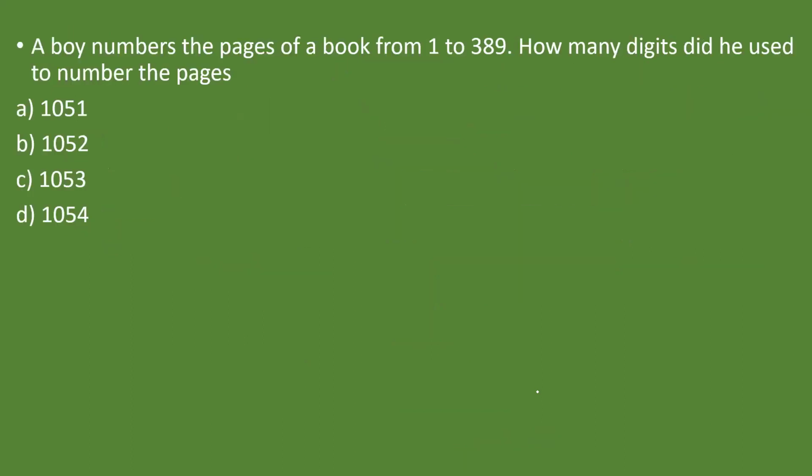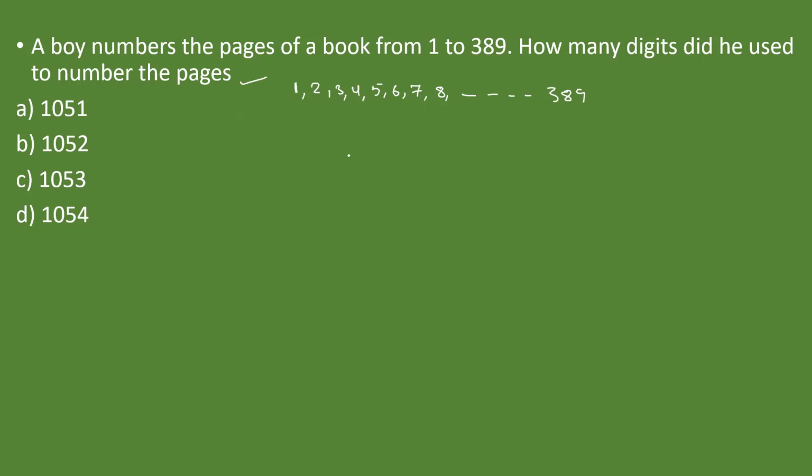Now we will see the next one. A boy numbers the pages of a book from 1 to 389. How many digits did he use to number the pages? Generally, how will the boy number the pages of the book? 1, 2, 3, 4, 5, 6, 7, 8, and so on up to 389. In this manner, the boy numbered the pages. After numbering them, he tried to calculate how many digits he used to number those pages. Simple thing.